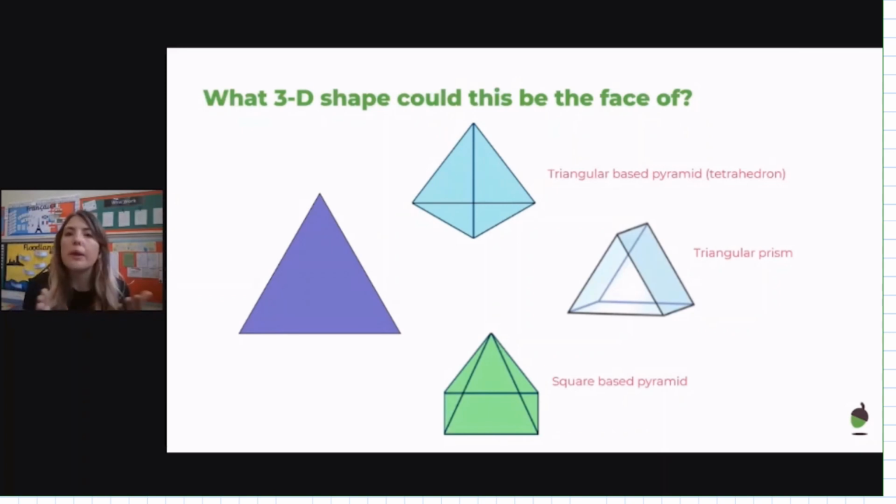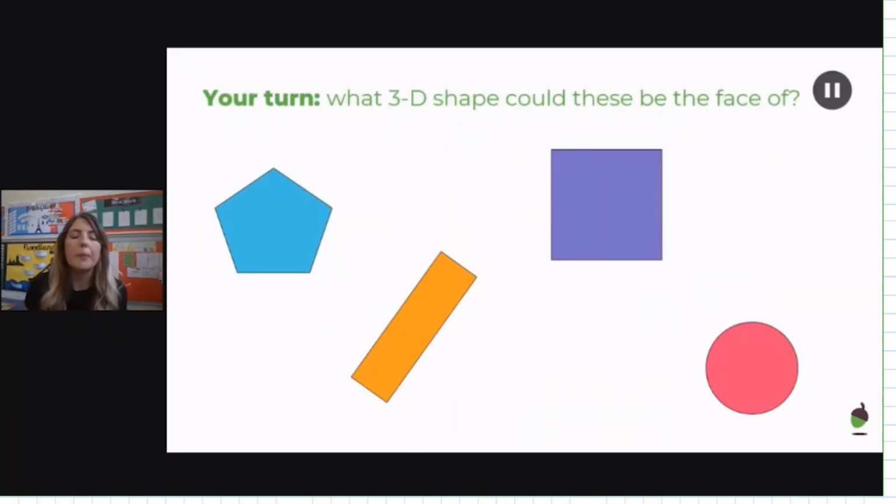So this one, we can't come up with a definitive answer. We would need more information in order to come to a conclusion about this question. So I want you to have a think about these 4 shapes. What 3D shape could they be the face of? Pause the video and make some notes now.